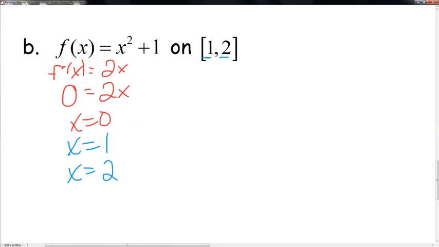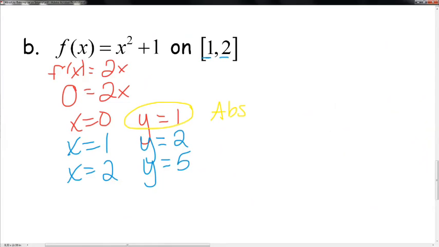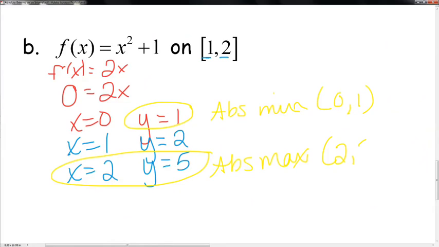So I'm going to plug this back into the original. When x is equal to 0, y is equal to 1. When x is equal to 1, y is equal to 2. When x is equal to 2, y is equal to 5. In terms of an absolute minimum, this is my absolute minimum. Absolute min occurs at (0, 1). Here is my absolute maximum. It occurs at (2, 5).